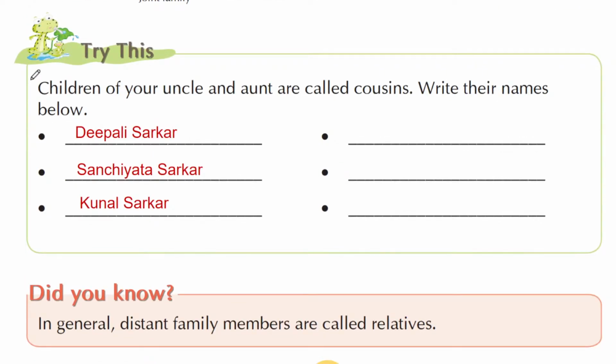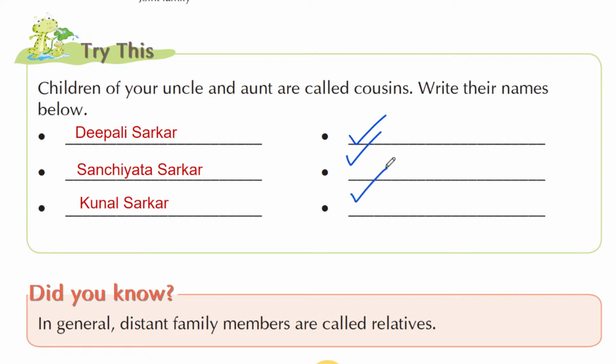Now there is a task given here. You have to write down the names of the children of your uncle and aunt. Children of your uncle and aunt are called cousins. Write their names below. I have written 3 names. If you have more than 3 cousins, you can write down the names here in the blank space.